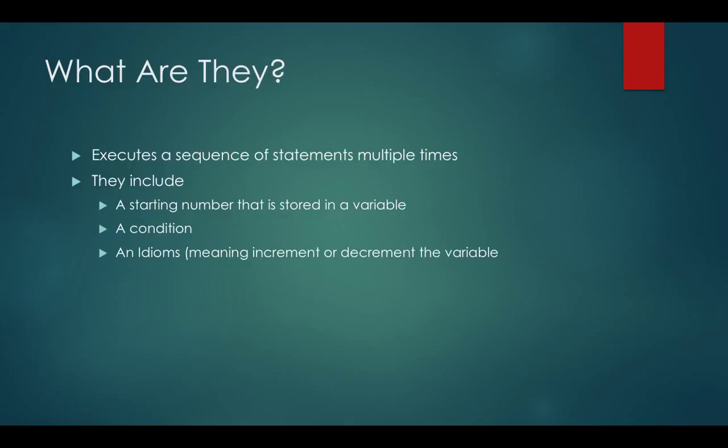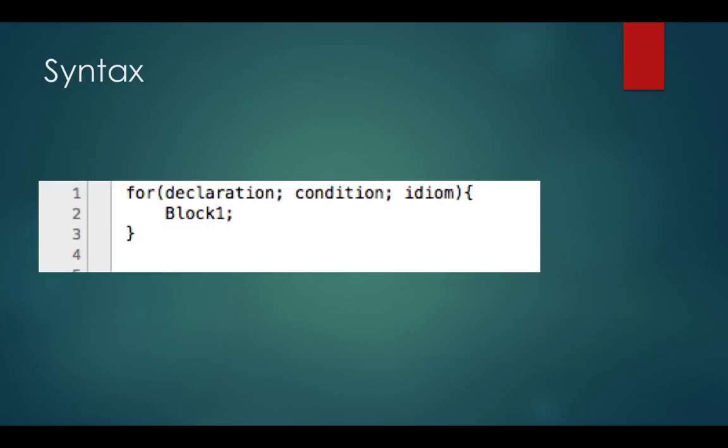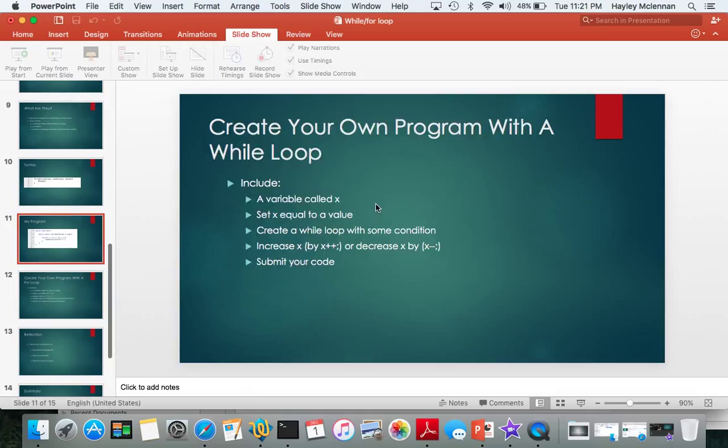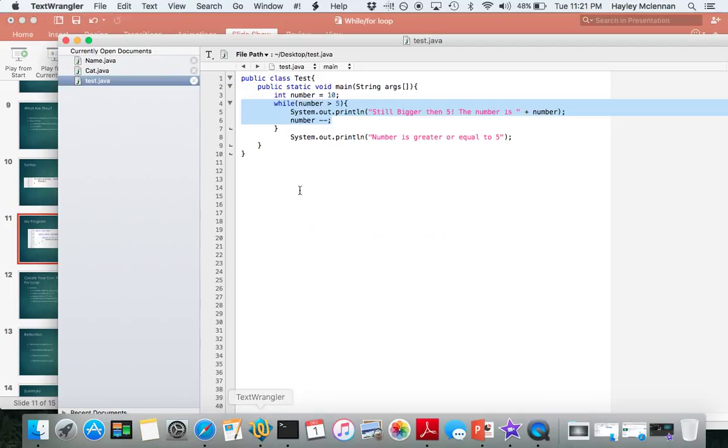So what are they? For loops execute a sequence of statements multiple times. They include a starting number that is stored in a variable, a condition, and an idiom, meaning the increment or decrement of the variable. So here, we have for, the declaration, the condition, and the idiom. And when this is all true, block 1 is going to execute as many times as the condition is true. So let's do a program here.